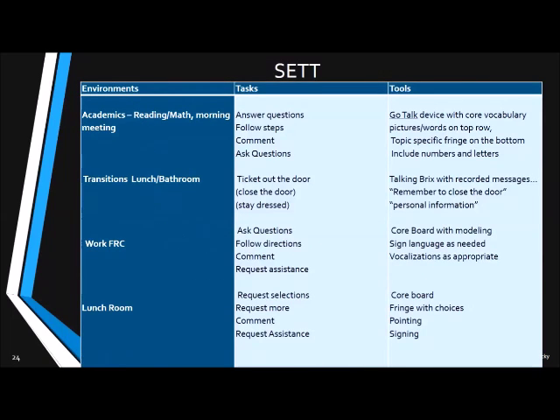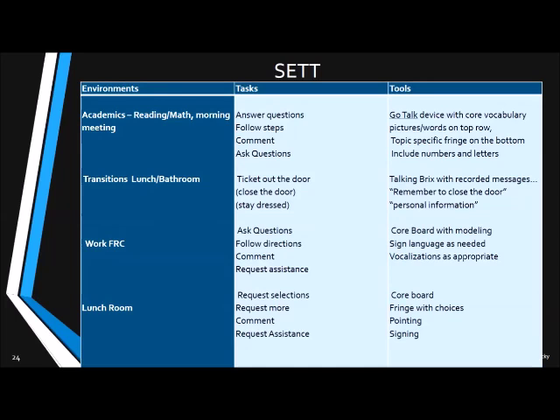Then you look at the environments the student is in, and so academics, which is where we're looking at peer support arrangements, the tasks that student has to do, and we know in this particular class we just saw in the video, they're going to have to discuss and talk and do some writing and problem solving. And then, so how is the student going to do that? Well, in an academic class for this student, the GoTalk, an electronic device, works well for answering questions. But you also need that topic-specific fringe, as well as numbers and letters for the particular activities they're working on.